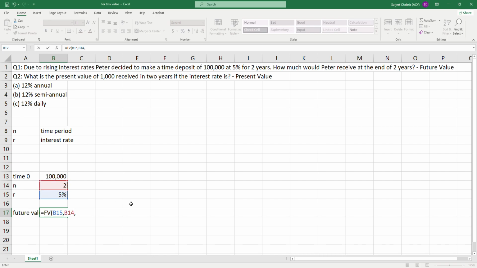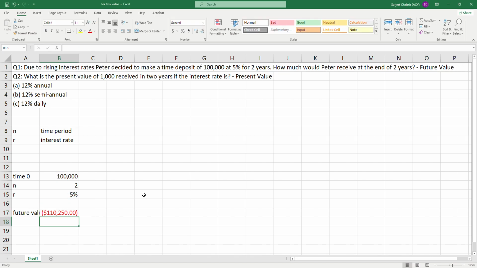PMT is a detailed topic, so in this case, it's actually 0. The present value today is $100,000 as stated in the question. And then we will just assume that it is at the end of the period rather than beginning of the period, which is ordinary annuity. So we will just say 0, and then bingo, there's this future value.